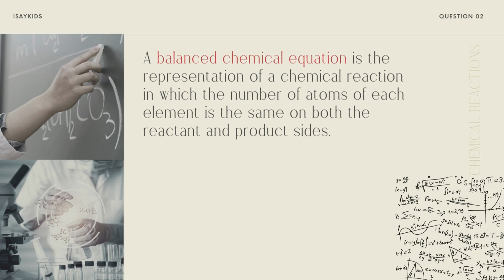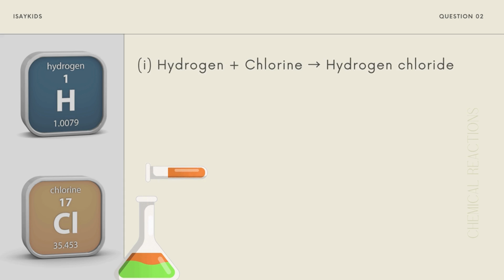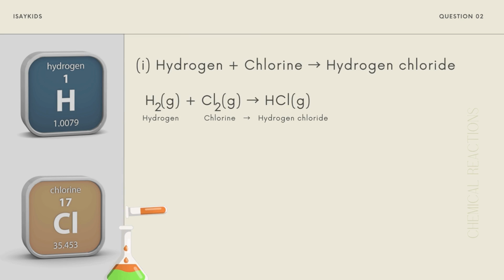It is the representation of a chemical reaction in which the number of atoms of each element is the same on both the reactant and product sides. In the first reaction, hydrogen reacts with chlorine to form hydrogen chloride. The chemical reaction can be represented as H2 plus Cl2 gives HCl.